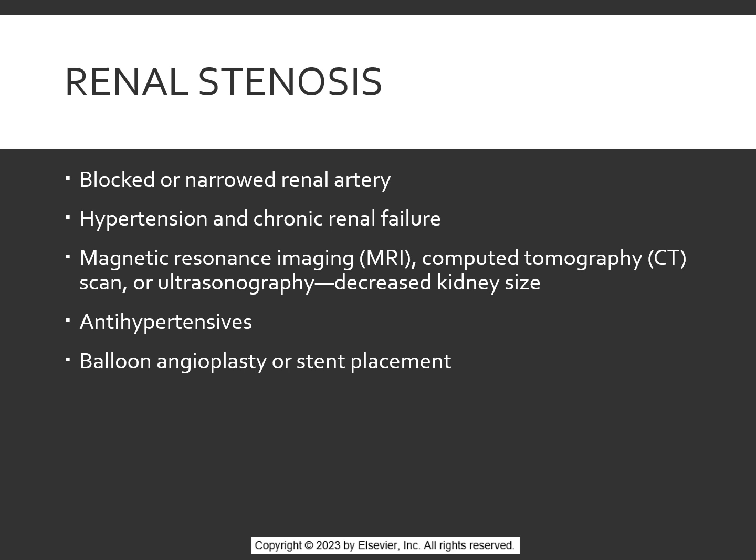The renal artery can become blocked or narrowed, known as renal stenosis, due to atherosclerosis or scarring. This blockage can result in hypertension or chronic renal failure. BP should be monitored. MRI, CT scan, or ultrasound could show a decreased kidney size. Balloon angioplasty or stent placement can improve blood flow to the kidney. The continuous activation of the renin-angiotensin-aldosterone system keeps the blood pressure elevated until the obstruction is resolved.